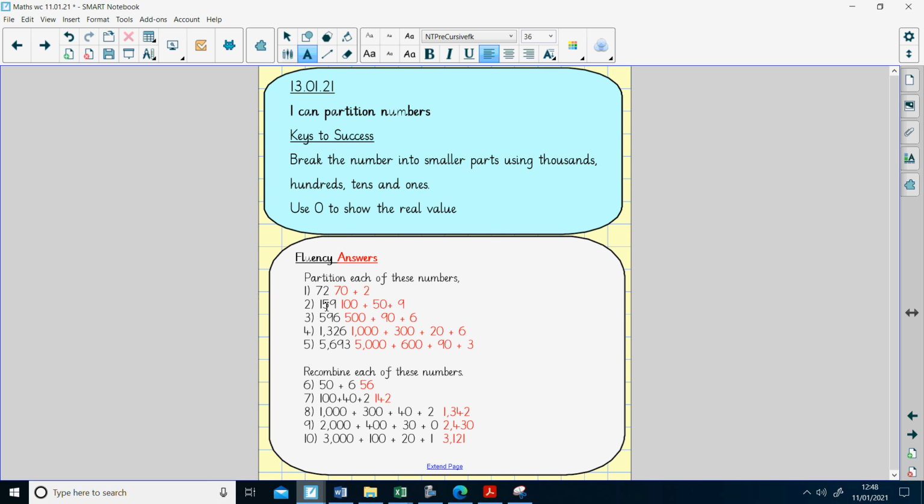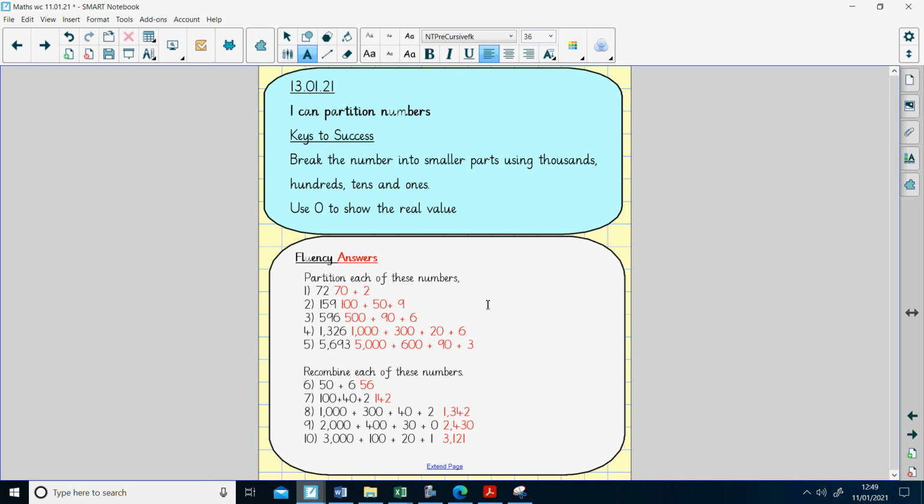Okay, so here are the answers. So 72 would be partitioned into 70 and 2. Give yourself a tick if you got that correct. 159 would be partitioned into 100, add 50, add 9. 596 would be partitioned into 590 and a 6. 1326 would be partitioned into 1320 and 6. 5693 would be partitioned into 5690 and 3.